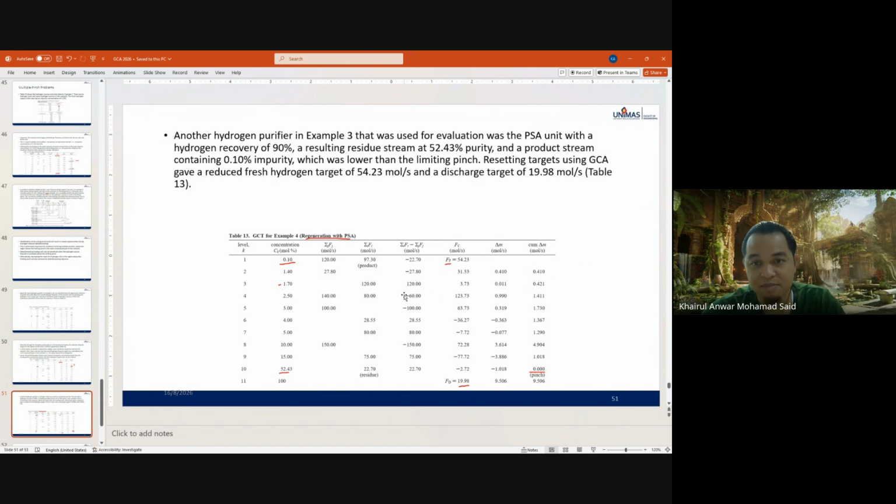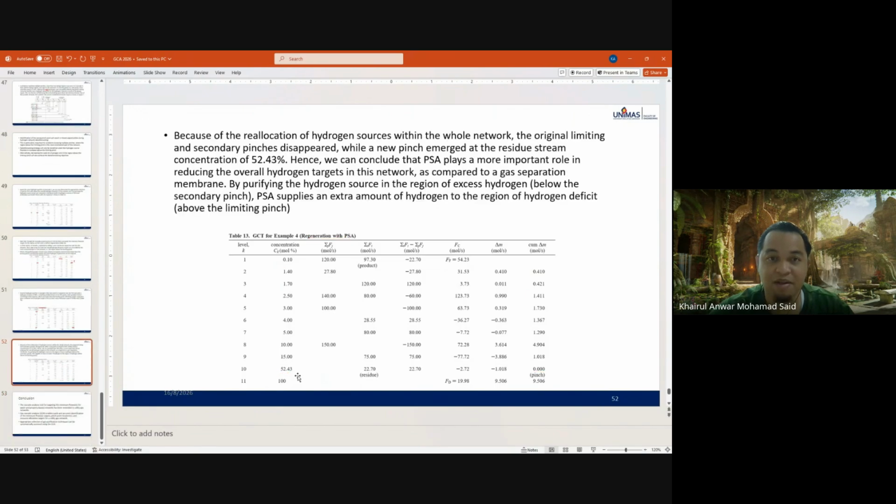You need to use something better, which in this case is PSA. So by using PSA, because it can go up to maybe 99.9% purity, FF is reduced by quite a large margin from 125 to 54. The discharge is 19.98. Now the pinch is at level 10, which is the residue for the PSA. So, yeah, there it goes. We can remove the secondary pinch, the debottlenecking.